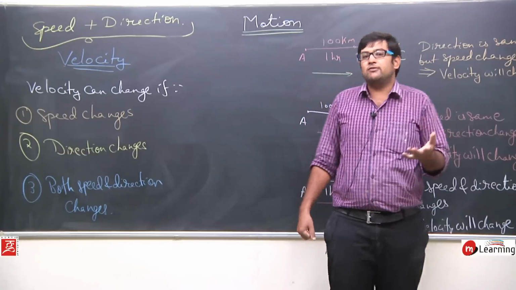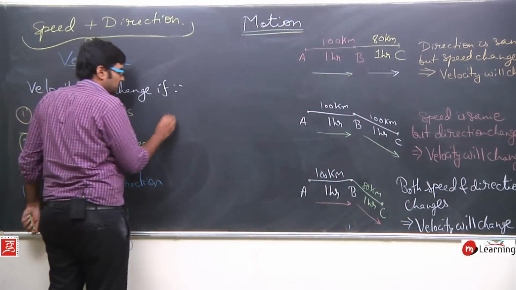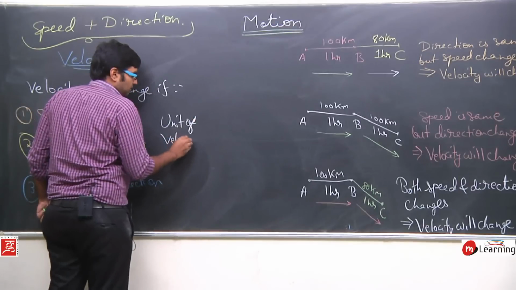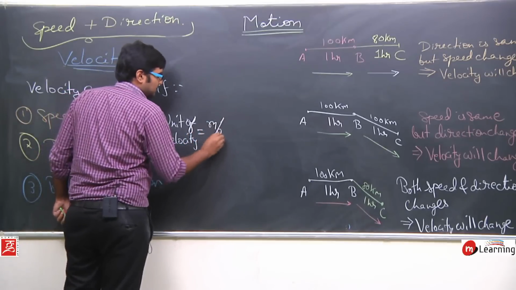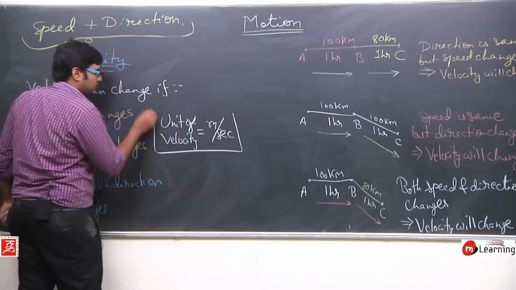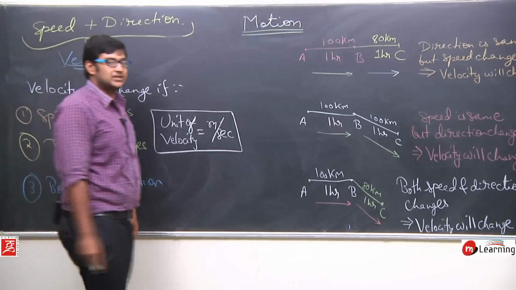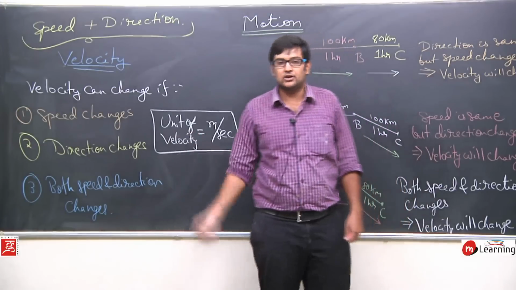And what about the unit of velocity? The unit of velocity will remain the same as the unit of speed. So the unit of velocity is simply meters per second. Okay, the unit of velocity will remain meters per second. This is how you can define the term velocity or the unit of velocity.